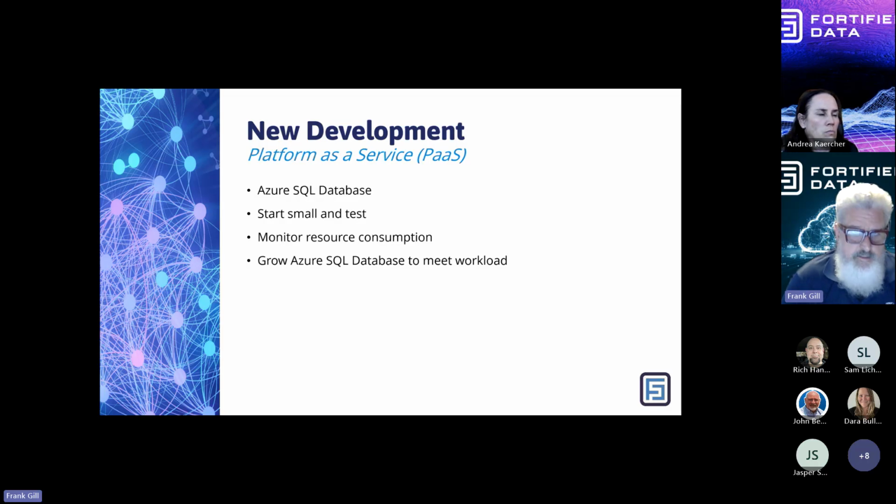In terms of right sizing this, testing is really important here. You want to look at allocating resources and starting small, and then running test workloads against them, monitoring how that workload is running, and potentially growing those out to meet your workload. So that is my advice around standing these up for new development.